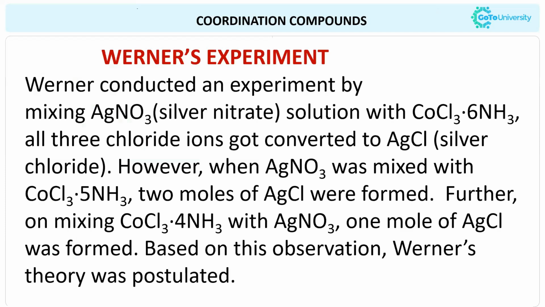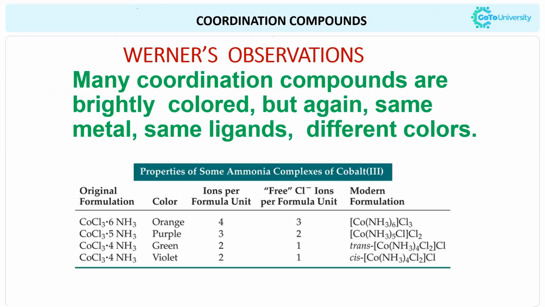Now we have to know the different theories regarding coordination compounds. The first theory regarding coordination compounds was given by Werner. According to Werner's theory, in coordination complexes there will be a primary valency and a secondary valency. This is the main observation of Werner's theory. According to his theory, he took one compound, CoCl3·6NH3. He observed that the complex has an orange color. The ions per formula unit is 4, and the free Cl minus ions are 3.